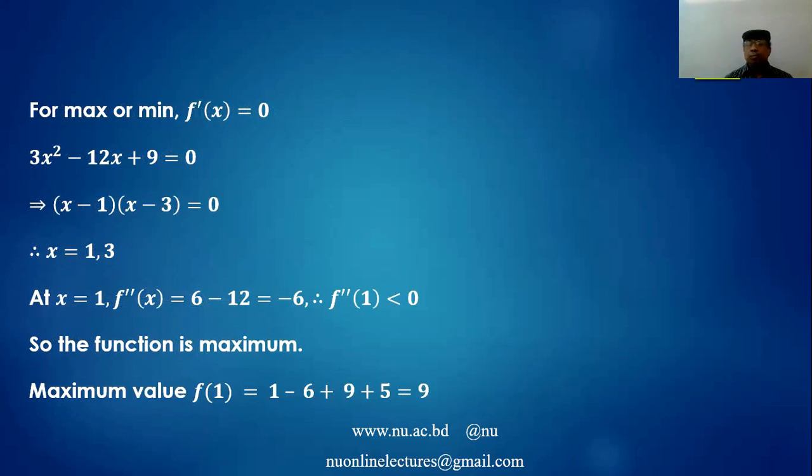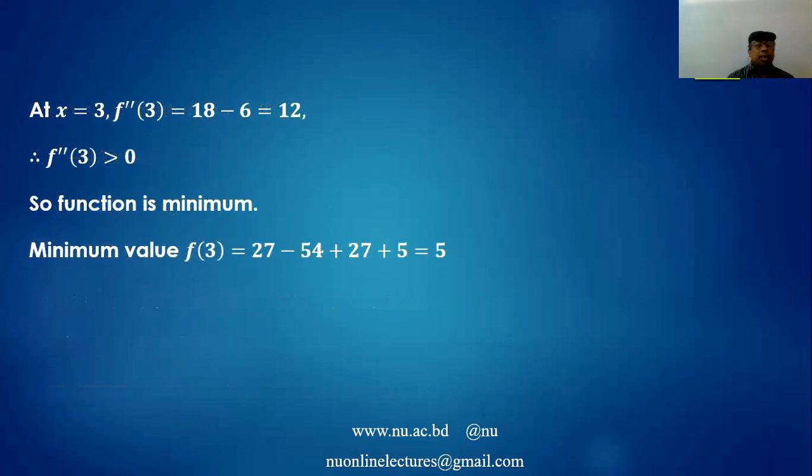So we have another value for x. If we test it, the value of x is 3, and we again substitute in the second derivative to see whether it is less than 0 or greater than 0. After putting 3, we get the result 18 minus 6 equal to 12. So plus 12, that's why it is greater than 0. So f double prime of 3 is greater than 0.